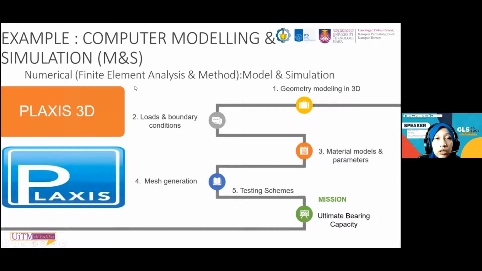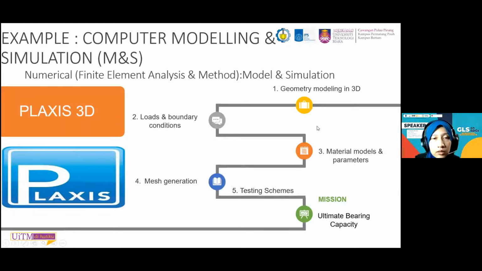For example, a numerical model using the finite element analysis and method. So first of all, when you are involved in computer modeling and simulations, you need to identify what processes are involved. For example, here, I want to estimate the bearing capacity of the soil. So in the process of the computer modeling, I have to start off by drawing the geometry model in three dimensions, and then I have to assign loads and boundary conditions in this second step. The next one is to assign material models and parameters. The next one is mesh generation. And lastly is a testing scheme in order to achieve the objective, the ultimate bearing capacity.